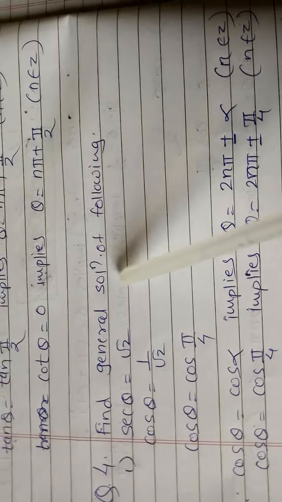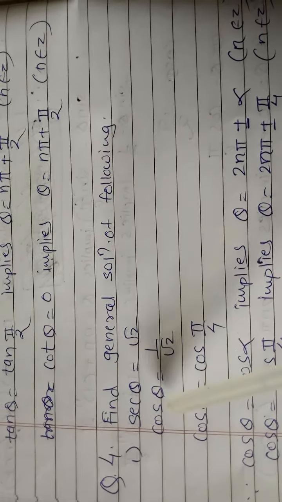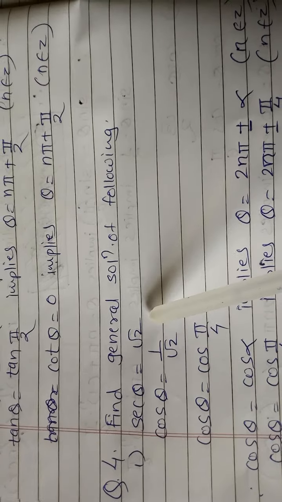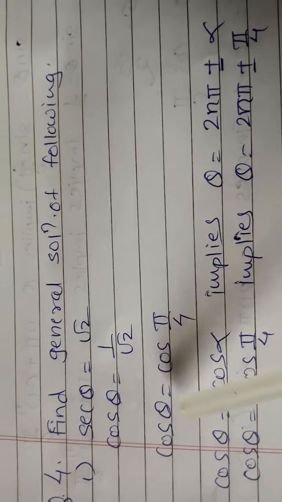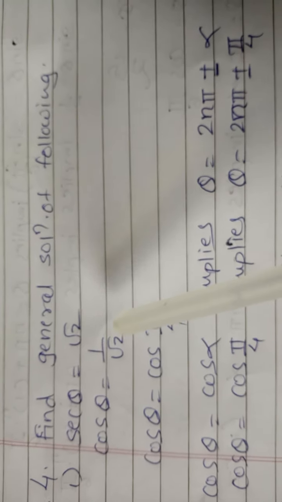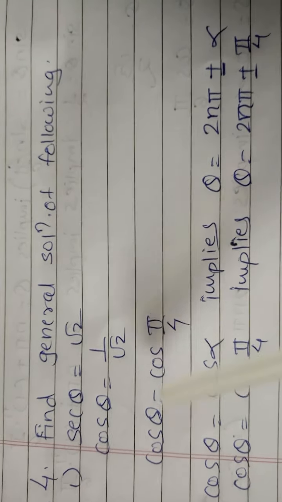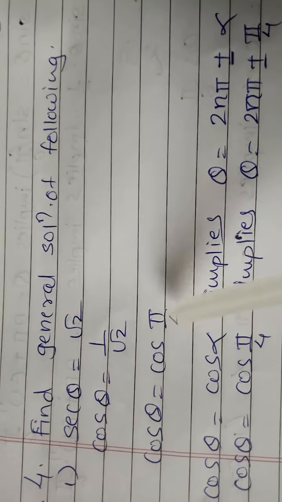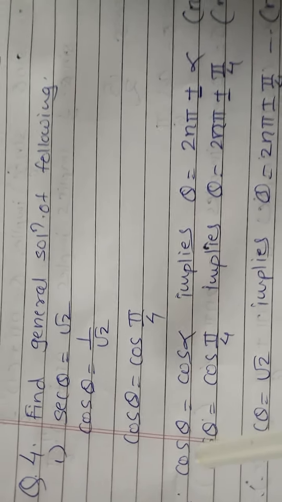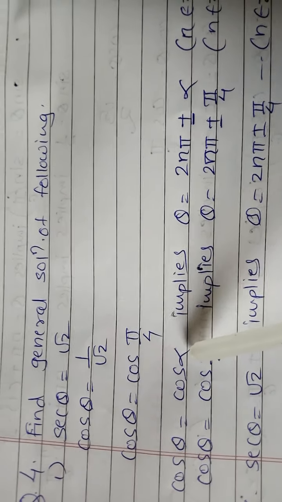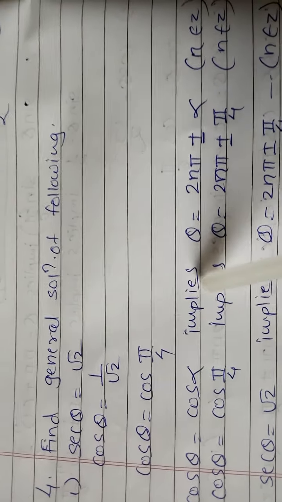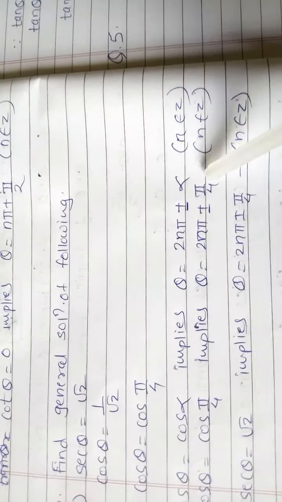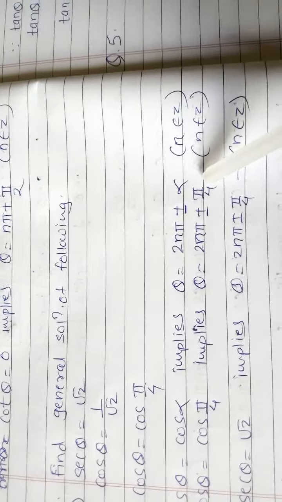Next, question 4: find the general solution of the following. Now we are given sec theta is equal to root 2. Here we convert this by taking the inverse of this one. So we get cos theta is equal to 1 upon root 2, where cos theta is equal to cos pi by 4. The value of 1 upon root 2 is cos 45, that is pi by 4, having the value 1 upon root 2. So cos theta is equal to cos alpha. We compare this with the table, and we get the formula cos theta is equal to cos alpha implies theta is equal to 2n pi plus minus alpha, where n belongs to z.